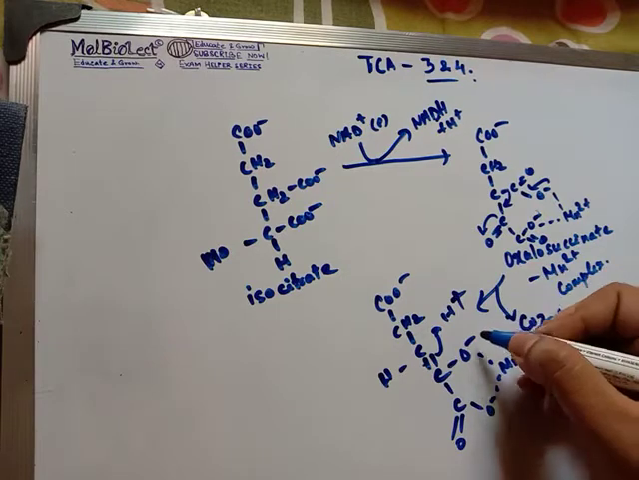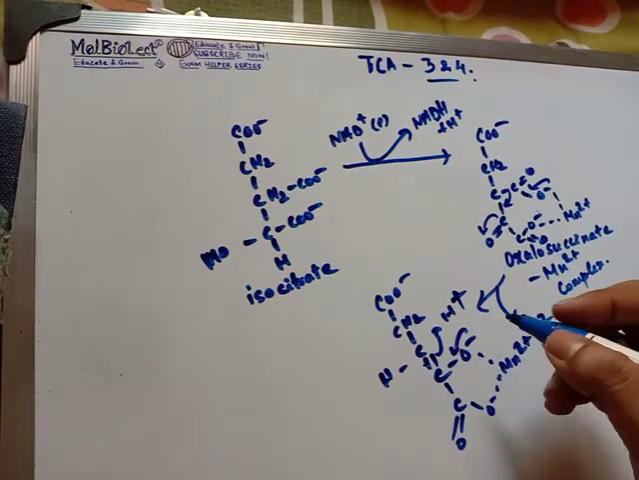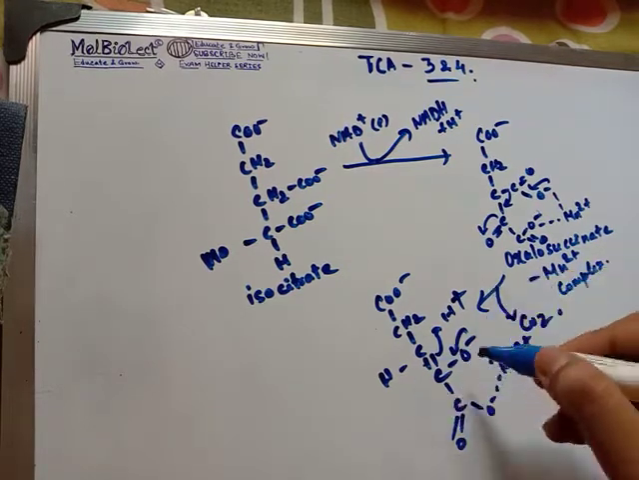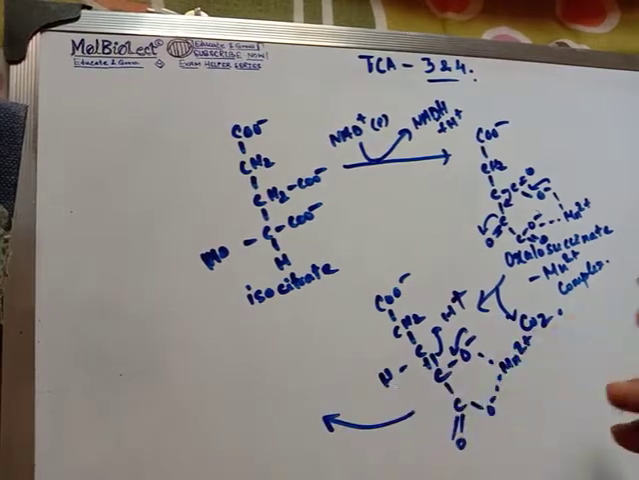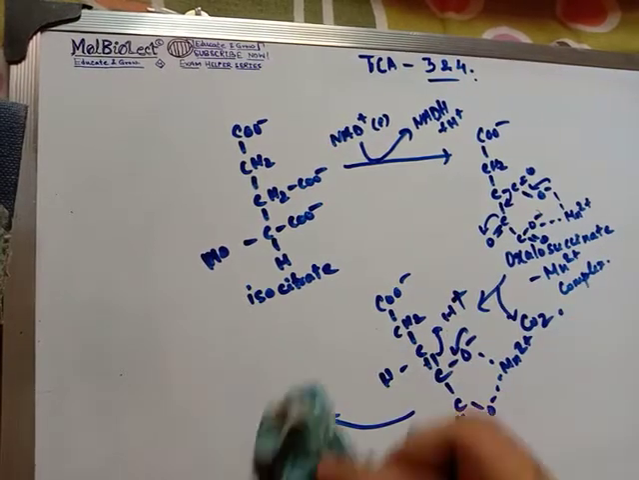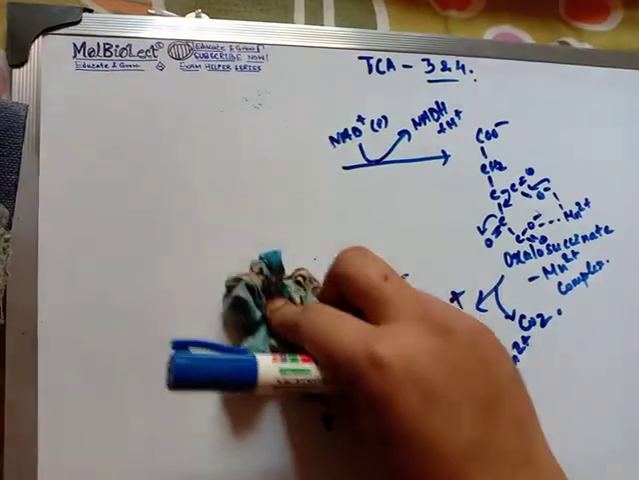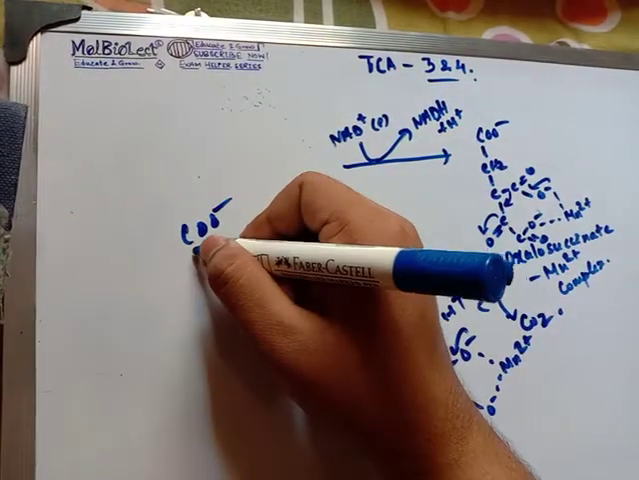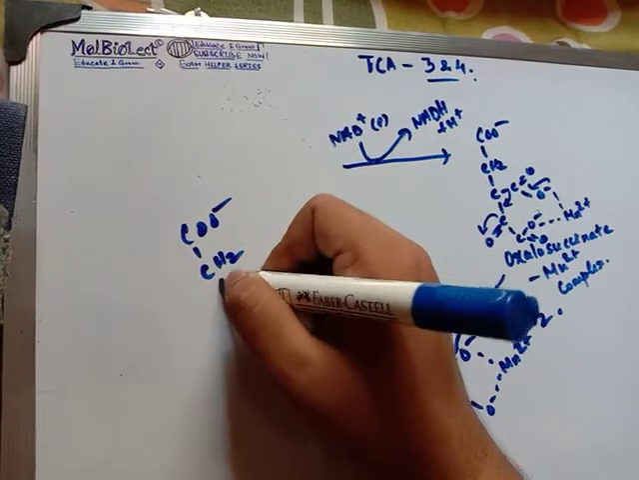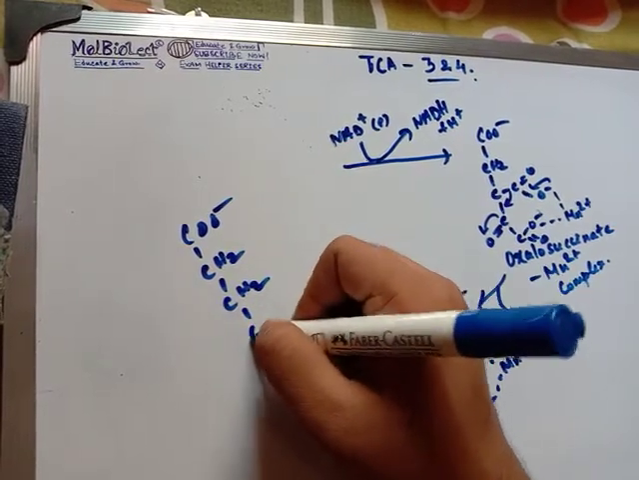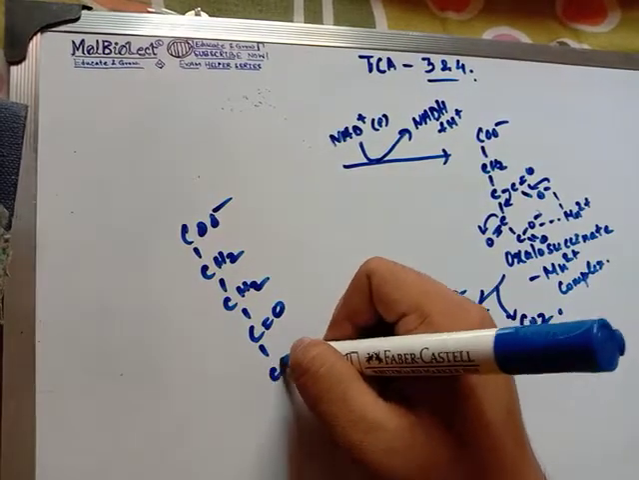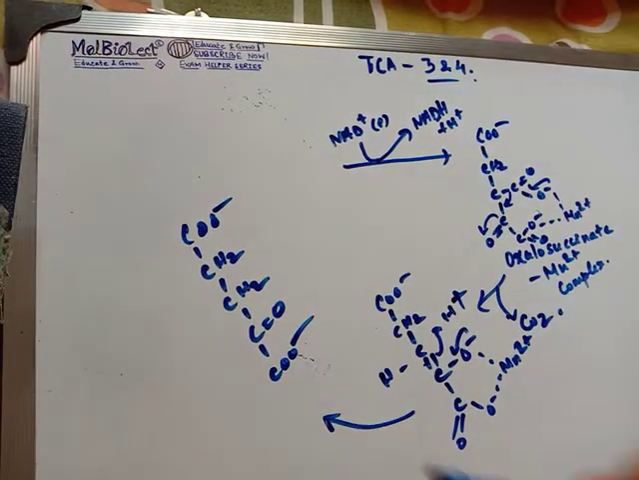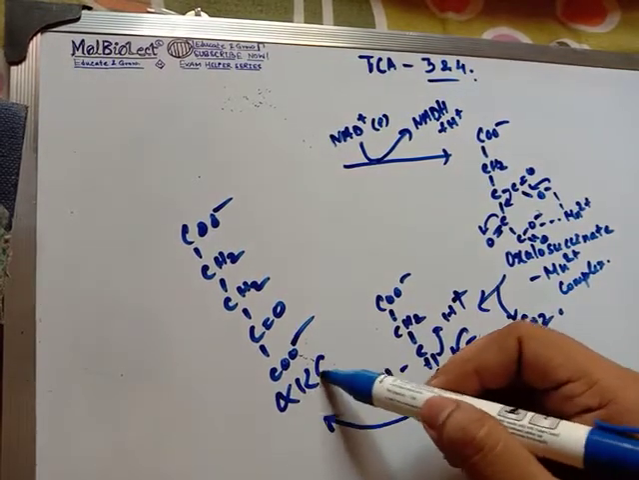Okay, so attack over here, resulting will be, so to remove this now, the resulting will be like this, CO minus, CH2, CH2, C double bond O, CO minus. So this was our alpha ketoglutarate.